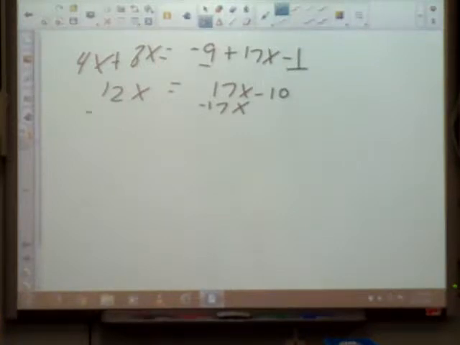It's not the only right path. Michael's could have eventually worked. 12 minus 17, that makes that a negative. And then we got a negative 10. So you ought to know what x is now, right? Yeah.